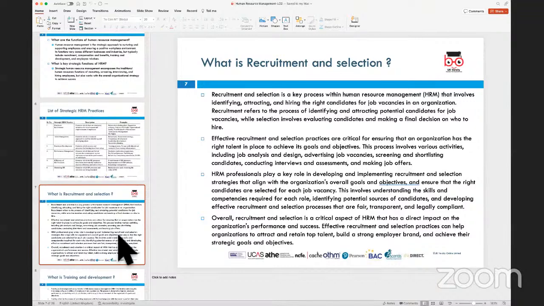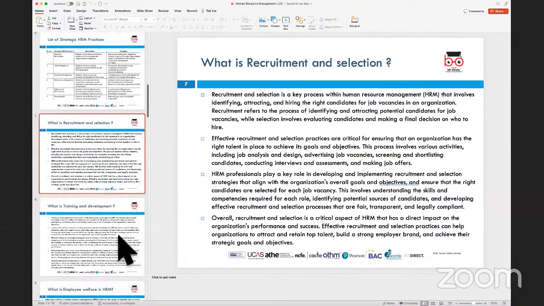The function is quite important because it looks into creating job analysis, job description, advertising of job vacancies, screening, shortlisting, interviewing and assessment, and lastly making a job offer or getting people onto a particular vacant position within the organization. And this process tends to be one of the core and central functions of most HR people within the organization.